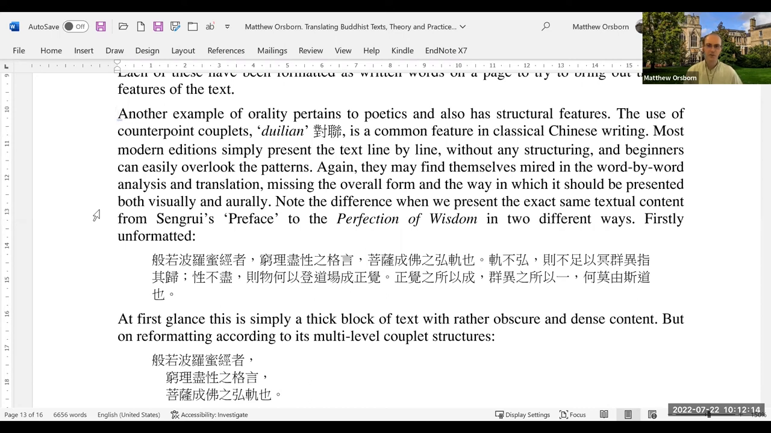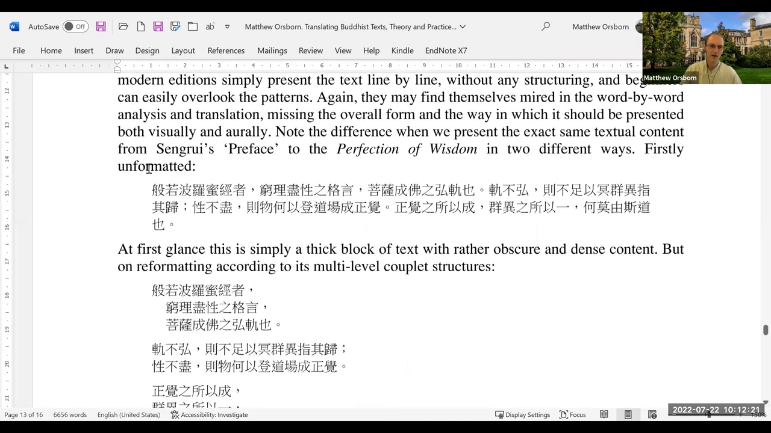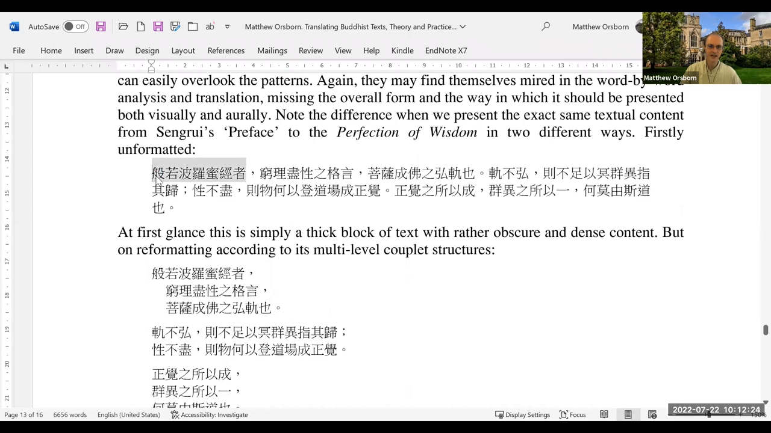So note the difference when we present the exact same content from Senghe's preface to The Perfection of Wisdom in two different ways. Firstly, unformatted. I mean, you see this on the page, it's just a bunch of text, right?